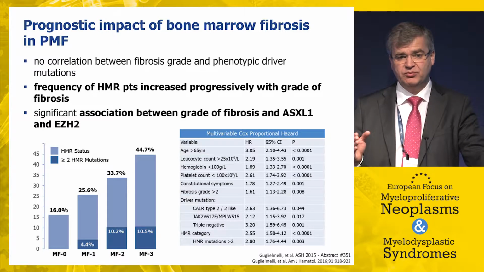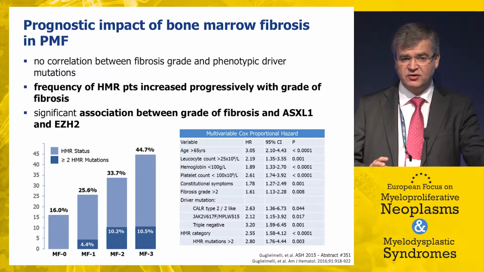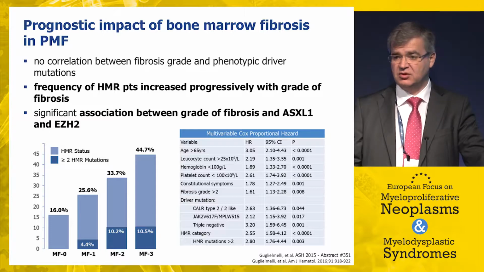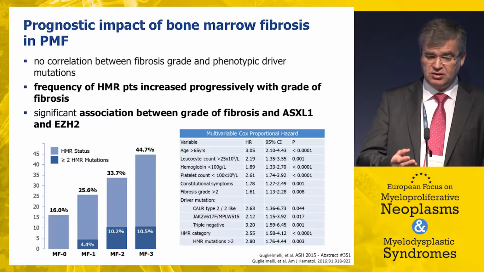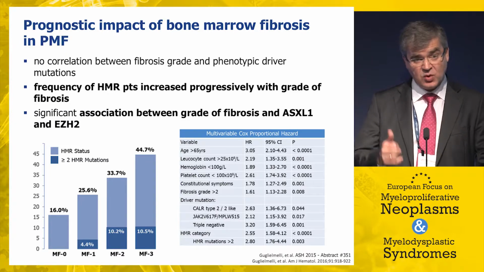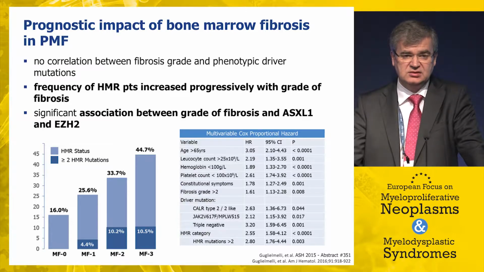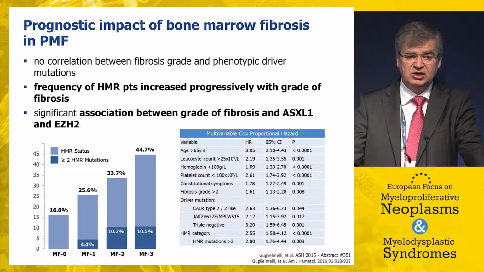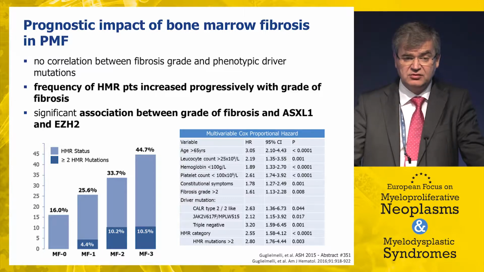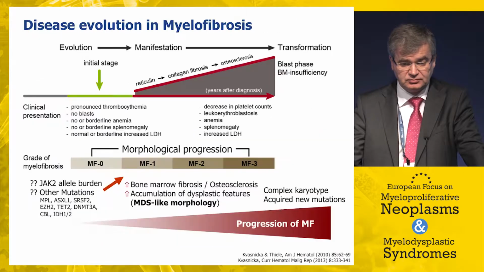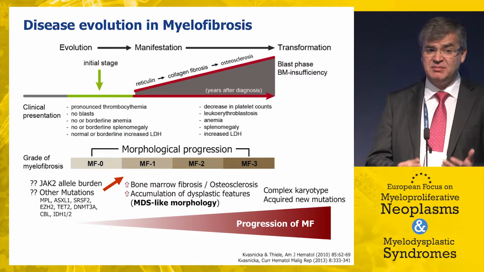And if you put it all together, integrating the molecular findings and the marrow fibrosis, you see that an increase in bone marrow fibrosis is normally associated with high molecular risk status. Around 45% of MF3 cases, fully blown MF cases, have a higher risk mutation status, and around 33%, one third, of cases with MF2 have a high mutation risk status. So the frequency of high mutational risk status increases progressively with the grade of bone marrow fibrosis.